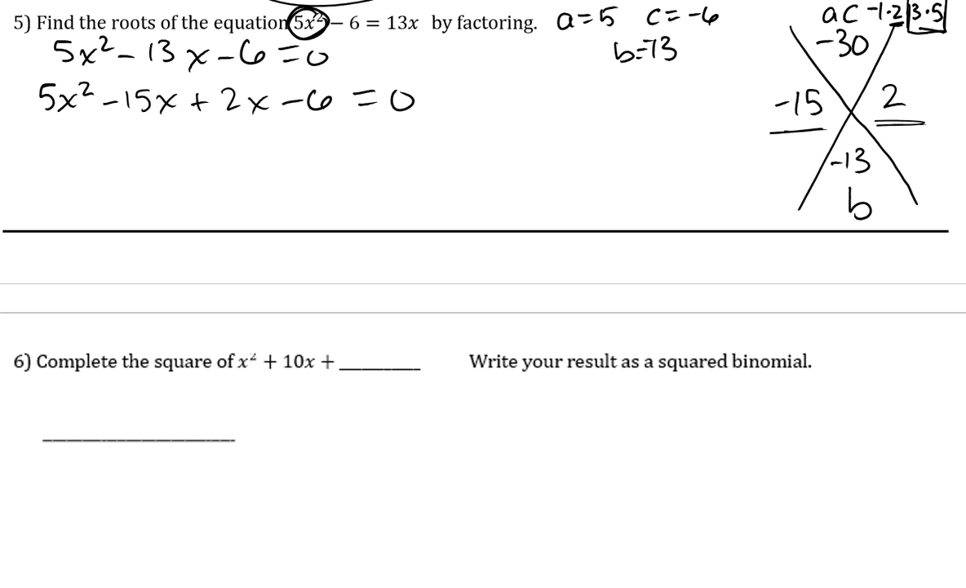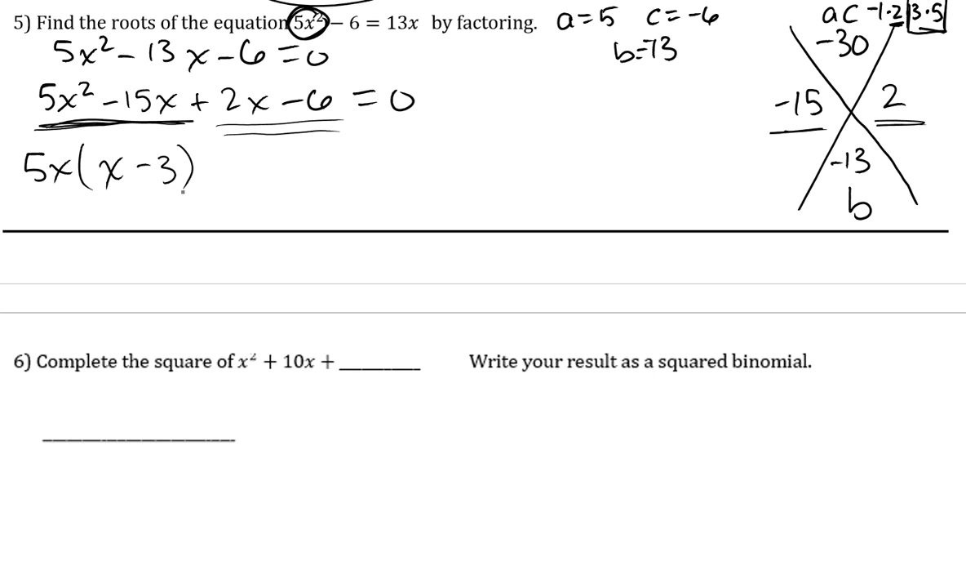Okay, now I'm going to use factoring by grouping. I'm going to consider my first two terms, and then I'm going to look at the second two terms, and I'm going to pull out their greatest common factor each. The greatest common factor of my first two terms is 5x. So I'm going to factor out 5x. When I factor 5x out of those first two terms, what am I left with? Well, 5x squared divided by 5x is x, and negative 15x divided by 5x is negative 3. So I've got x minus 3.